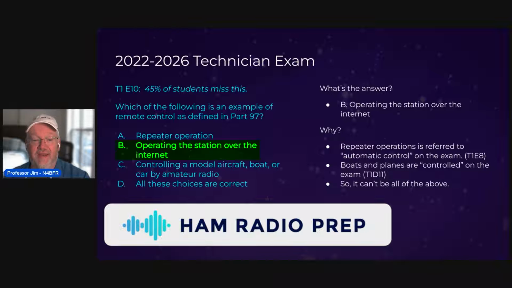And on a lot of these, you can think about them and you can knock 2 off right away. So if you know it's not all of the above, you've already knocked 1 away. We know that repeater operation is called something different. So you may come down to just B or C, but B is operating the station over the internet. That's what they're talking about.